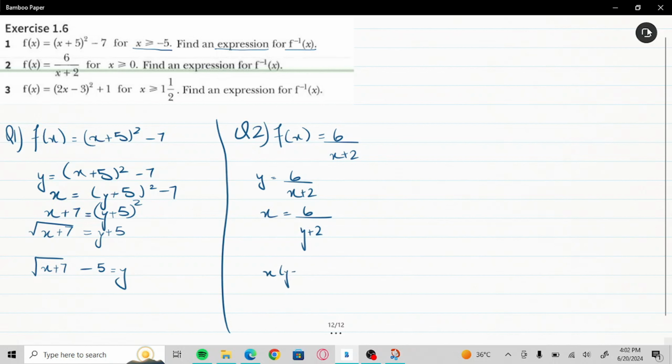x multiplied by (y plus 2) is equal to 6. So y plus 2 is equal to 6 upon x, and y is equal to 6 upon x minus 2.